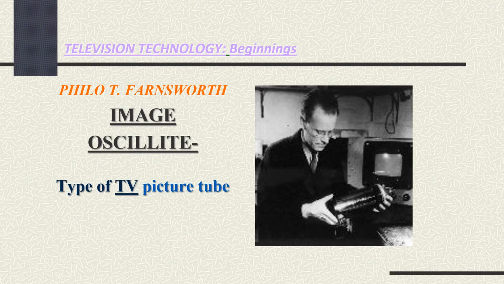into something that is going to take that scene that's in front of the image dissector and create an image on a screen, an electronic display. And this is the image oscillite. So you have the image dissector, which finds the image or creates the image, turns it into an electronic signal that goes to the image oscillite, which is going to display that image. The image oscillite then is the first television picture tube.